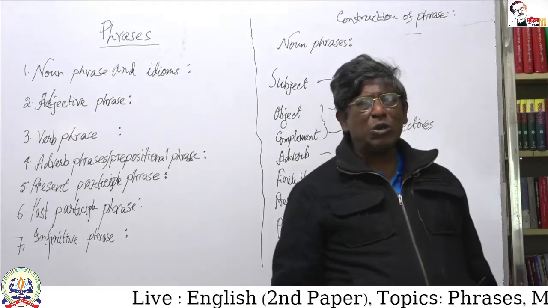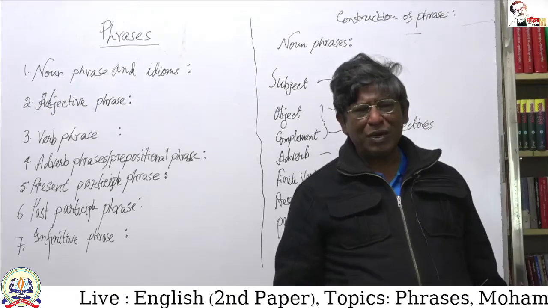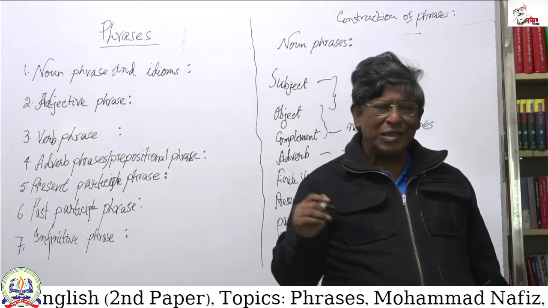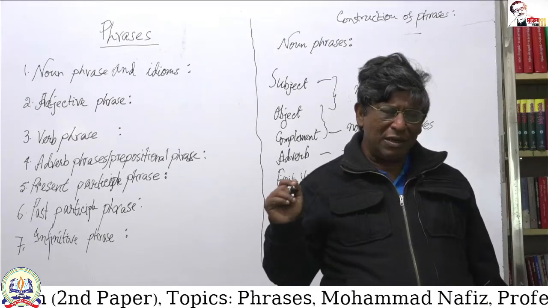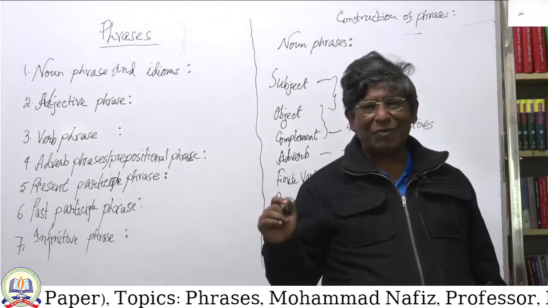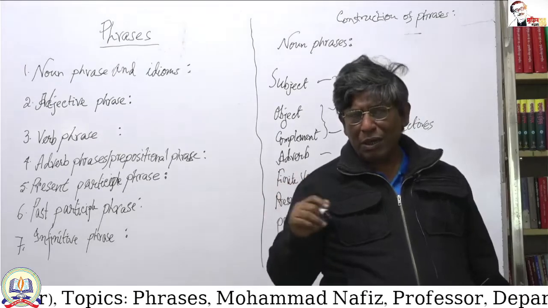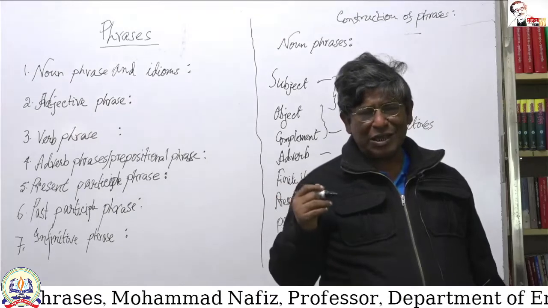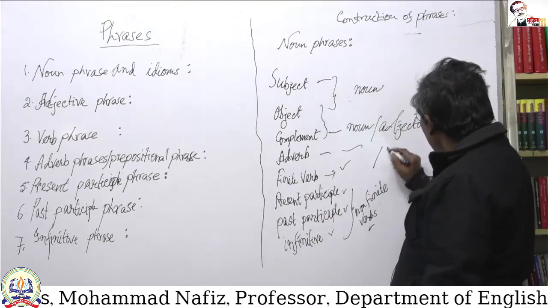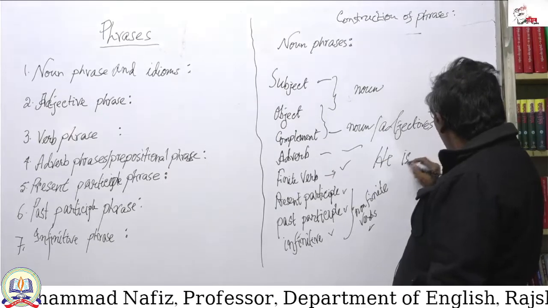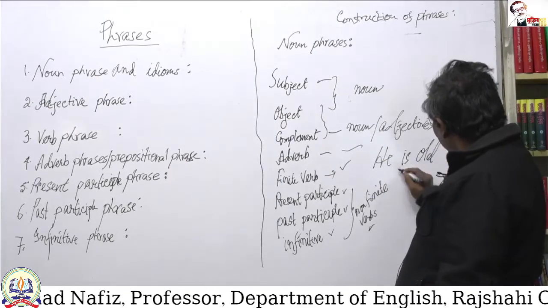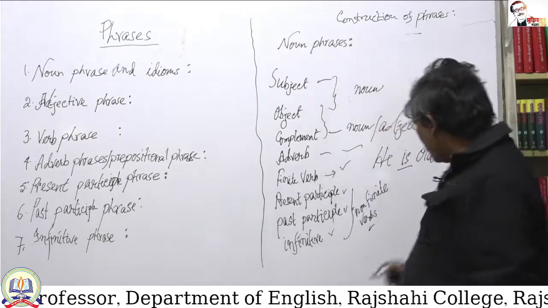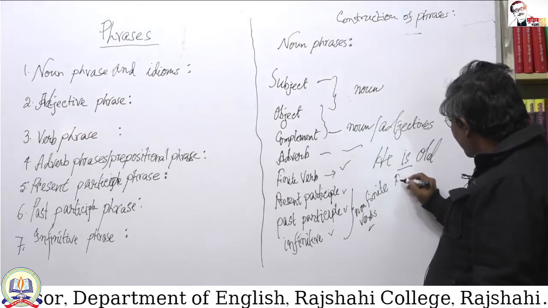But sometimes is also can be a finite verb, when it is used like this one: he is a boy. In this sentence, is does not help any other verb to determine the tense. Rather, we can say he is old. In this sentence, it does not help any other finite verb. Therefore, in this sentence, is itself is the finite verb.